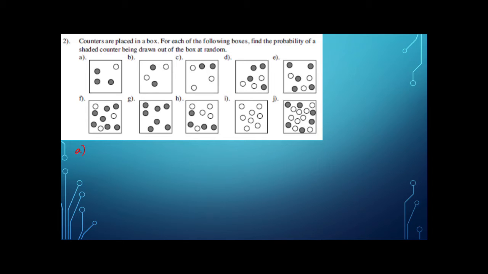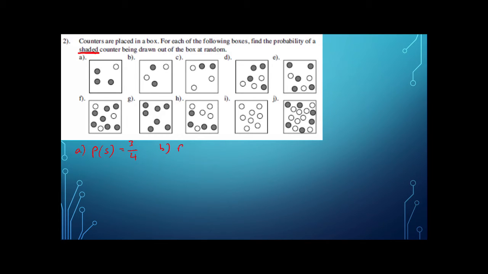So we've been asked to find the probability of the shaded counter each time. Okay, so I'm going to entitle that probability of S, the shaded counter. Okay, in A, how many counters are there? There are 4. Chance of me picking a shaded counter is 3 out of 4, 3/4. I could write that as 75% or 0.75.